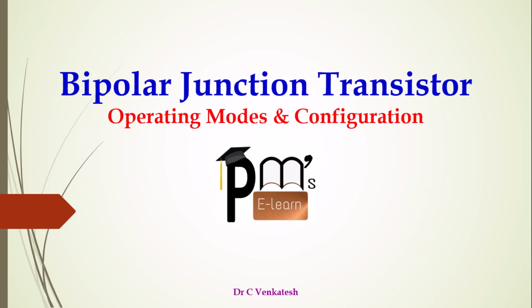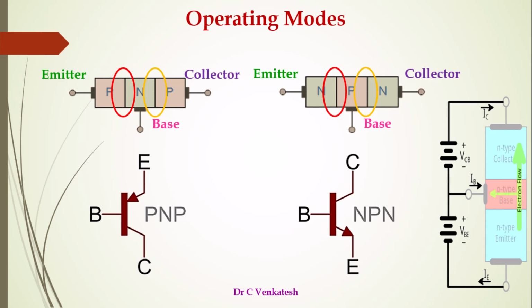Hello friends, today we are going to discuss bipolar junction transistor operating modes and its configurations. Transistors are three terminal devices. The three terminals are emitter, base, and collector, and it is a two junction device made from different semiconductor materials that can act as either an insulator or a conductor by the application of a small signal voltage.